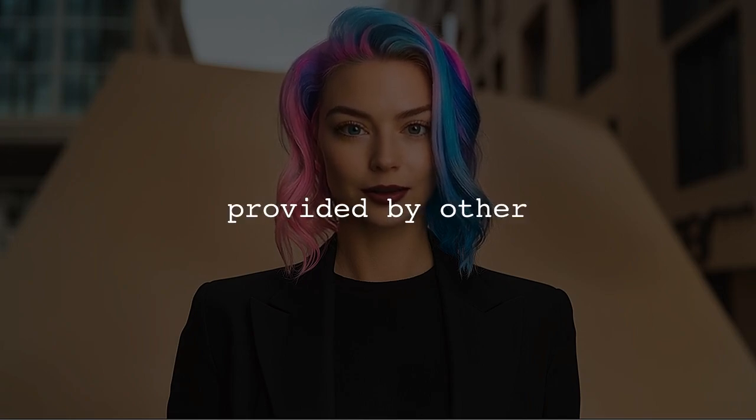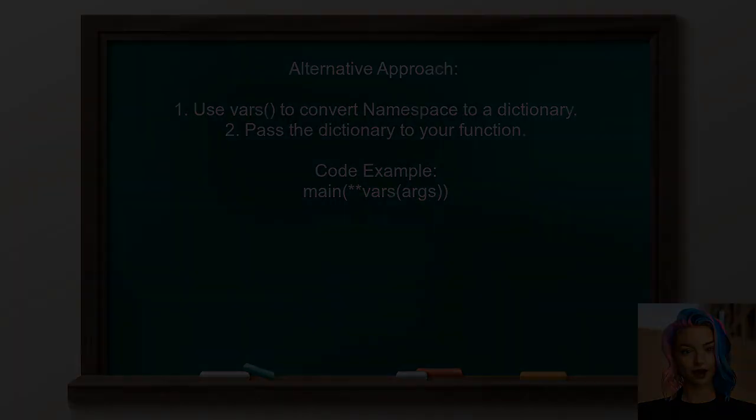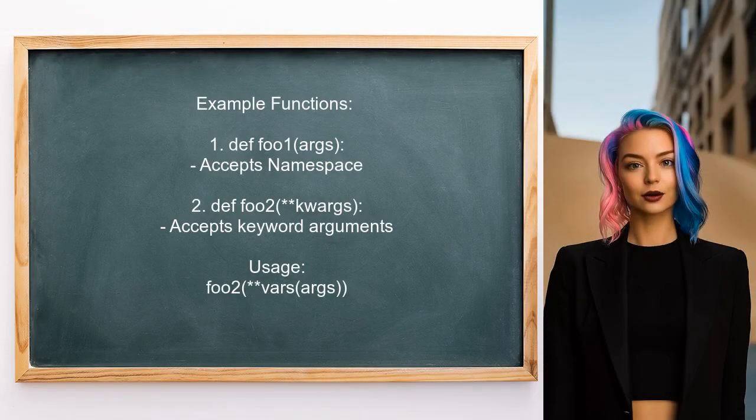Now let's look at the answers provided by other users. This user suggests that instead of using kwargs directly, you should convert the Argparse namespace object to a dictionary using vars. This allows you to pass the arguments correctly to your function. They demonstrate this by showing how to define two functions, one that accepts a namespace object and another that accepts keyword arguments. By using vars, you can successfully pass the arguments from Argparse to your function.